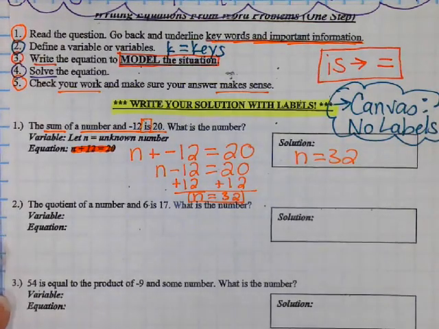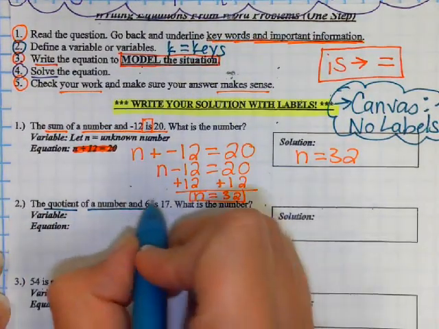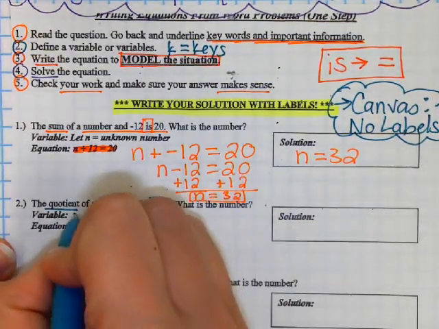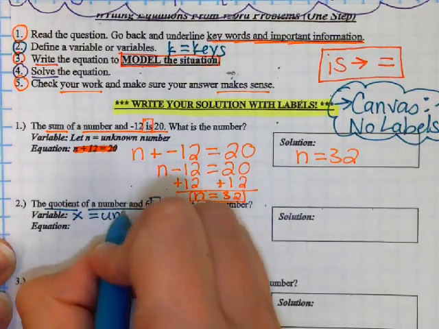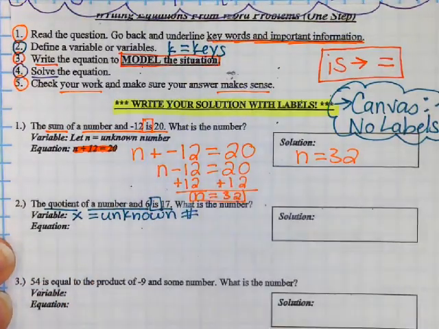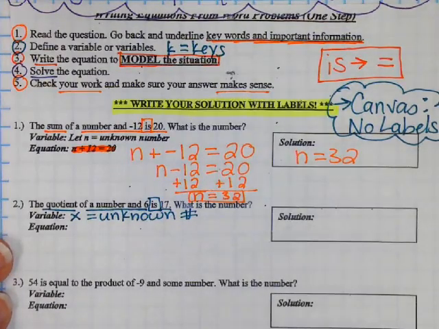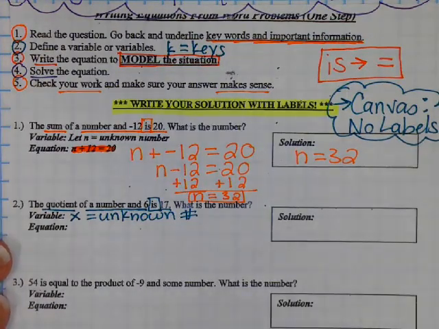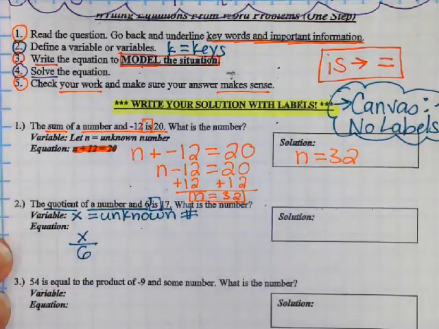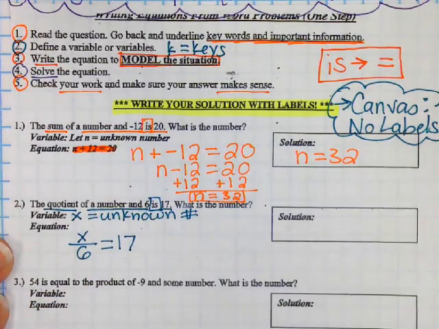Number 2, the quotient of a number and 6 is 17. I'm going to have x be the unknown number. And now I'm going to write the equation. The quotient. Well, quotient is the answer to a division problem. So I'm dividing a number and 6. And that is 17, or equal to 17.